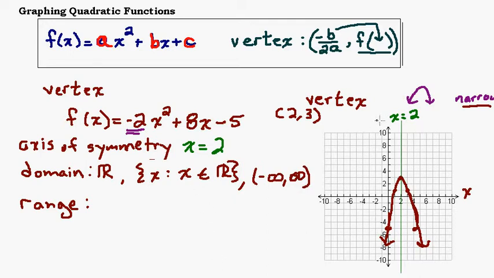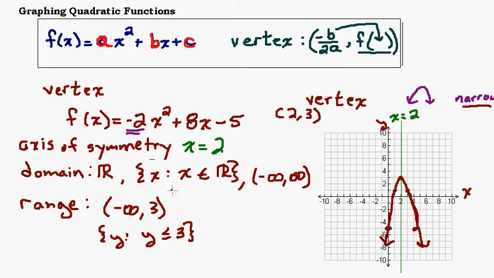Now the range are the y values, so how far up does the parabola go and how far down does it go? Well, obviously it goes down forever, but it doesn't go up forever. It tops out at a y value of positive 3. So the range goes from negative infinity up to positive 3. Another way to write it would be the set of all y such that y is less than or equal to 3. All my y's are less than or equal to 3. Or maybe just y is less than or equal to 3.